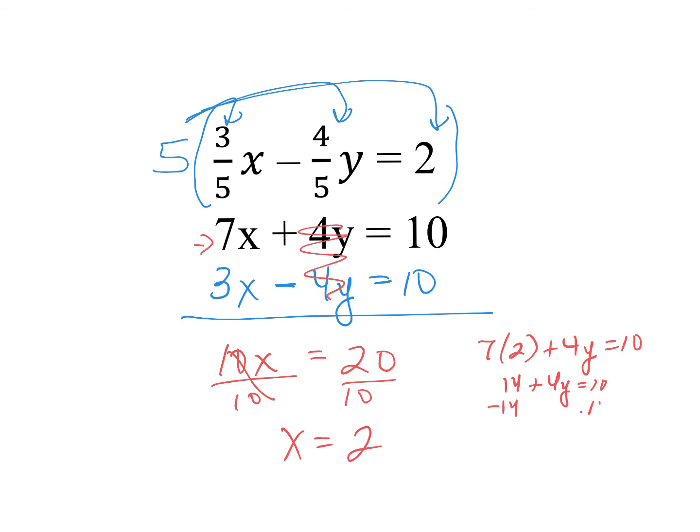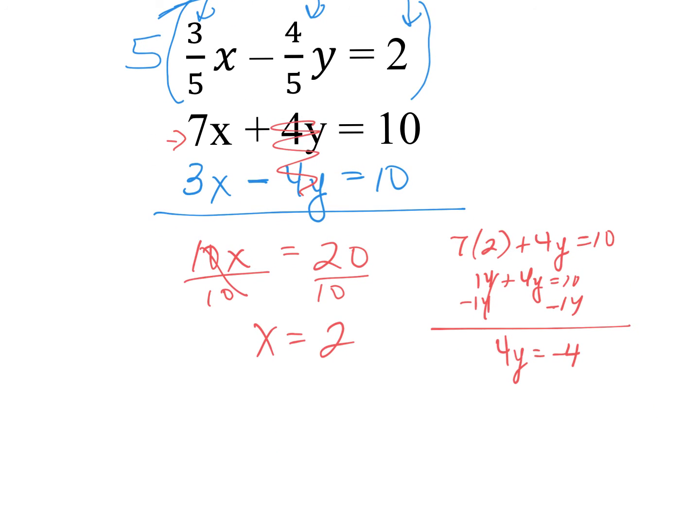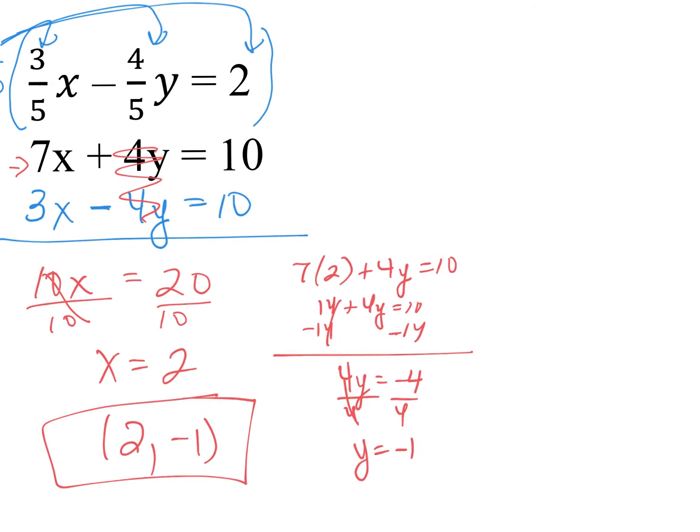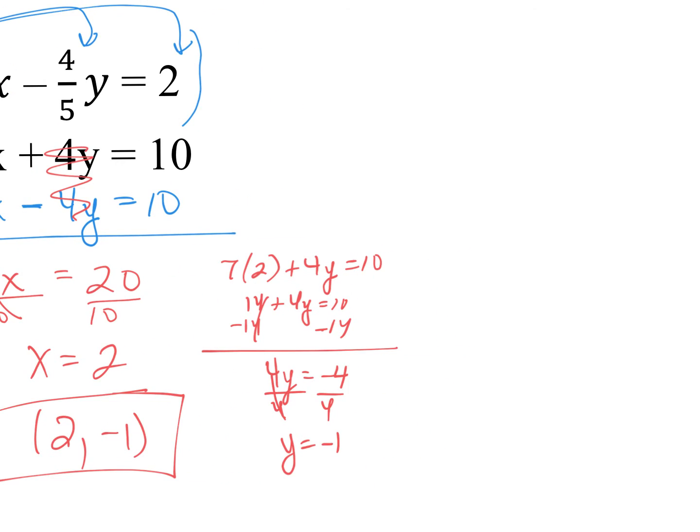Minus 14 from both sides. And I get 4y equals negative 4, right? Divide both sides by 4, and y equals negative 1. So my ordered pair is x is 2 and y is negative 1. And how do I know for sure that I'm right? Just plug it back in and check. Question so far?